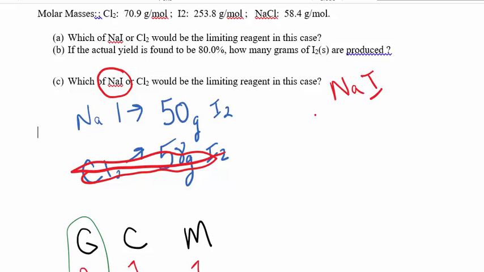And now that we know that, we know exactly. So here, they said if the actual yield is found to be 80%, how many grams of I2 are produced? Well, we're going to take our limiting reagent, which is 50, because we know that that's the lowest we can go. And we're going to say, okay, 0.8 times 50 grams. And that should give us 40. We can only yield 40 grams realistically.